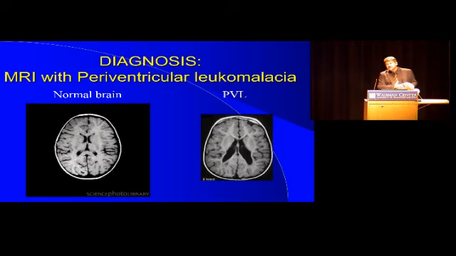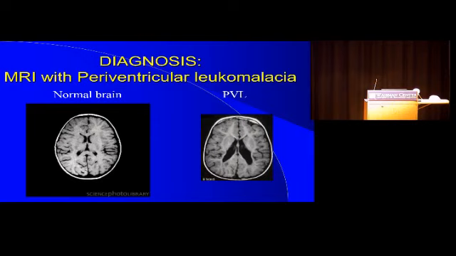Well, if your PVL is very extensive and it goes all the way to the gray matter, then the arm and the leg will be involved. If it's less severe, it's going to be closer to the ventricle. It's going to be much harder for those leg fibers to get through the area of injury, and so the leg fibers are disproportionately involved.